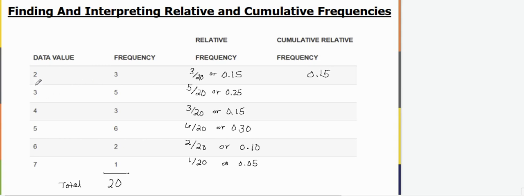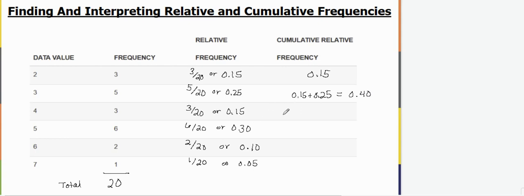And next, we want to know what percentage of our data is less than or equal to 3. Well, it's all of our values that are equal to 3 and equal to 2. So we're going to take these two values and add them together. So 0.15 plus 0.25 gives me the percentage of data less than or equal to 3. And in this case, it's going to be 0.40.